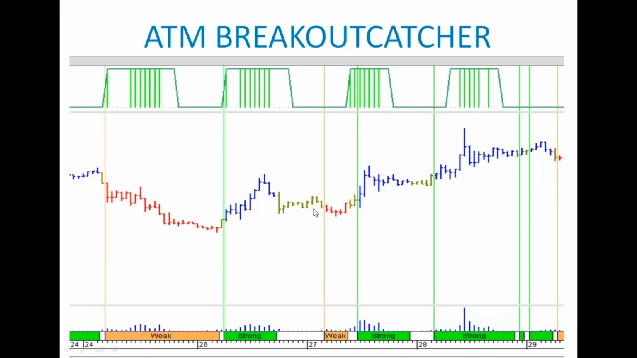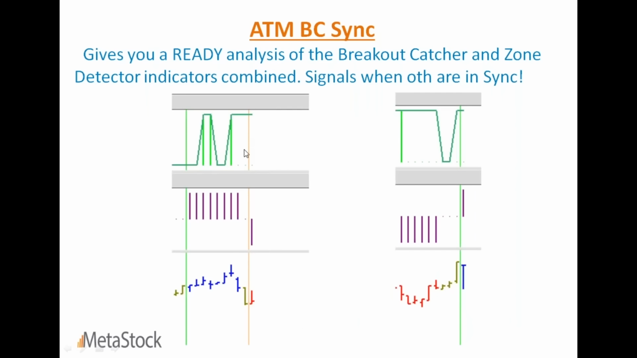So earlier what we were doing is, until today, we were always looking for a breakout catcher buy or sell, which was again an automatic process, but yet you would need to go in and confirm with the zone detector. With the new ATM BC Sync, which comes to you with the RMO ATM 3.0, the BC Sync or the breakout catcher sync indicator will sync this for you. It will give you a signal only when you have a breakout which is coupled with active or hyperactive zone.